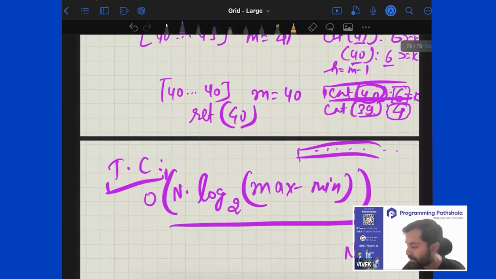Now, the key thing to note here is that this is almost the same as n log n. You understand? Because log is a very slowly growing function. So there is not much difference between this and this. And in certain cases, this might be better.